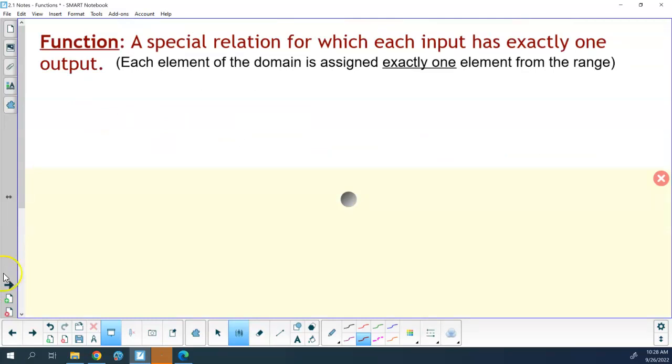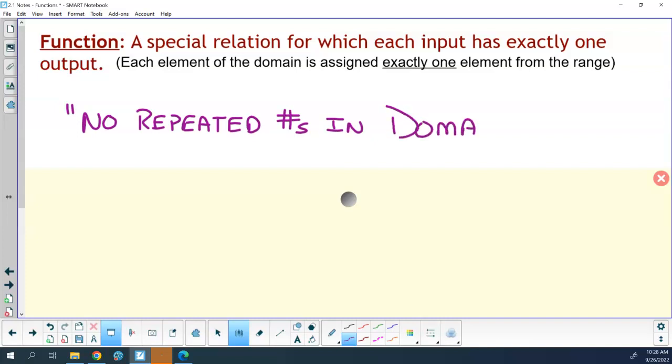A function, then, is a special kind of a relation for which each input has exactly one output. Or each element of the domain is assigned exactly one element of the range if you want to get all funky math. If you want to get all regular old math for the peoples, we don't have any repeated numbers in our domain. Our domain is as many distinct numbers as there are for that particular relation.